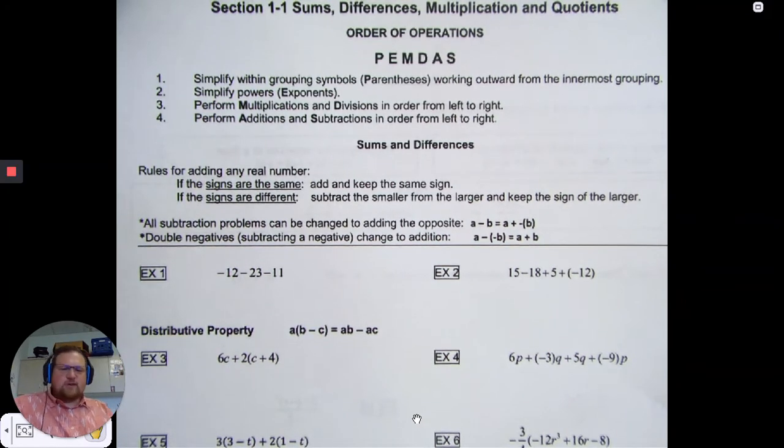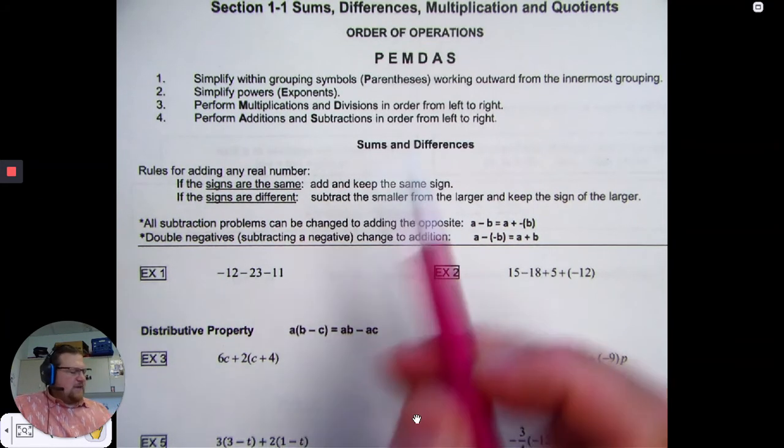I usually refer to this section as kind of the wake up again, remember some of those things that you may have forgotten over the course of the summer. Obviously, this summer was a little crazy, so we're going to start with 1-1. We're going to talk about sums, differences, multiplication, quotients, orders of operations, addition and subtraction rules, lots of those little things that over time can cause you some issues.